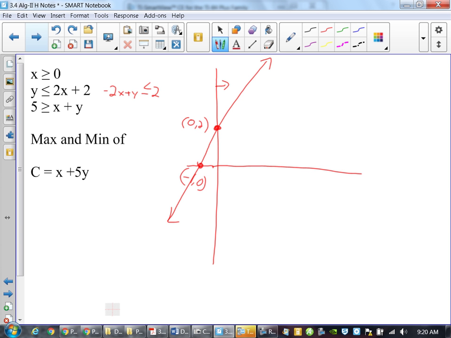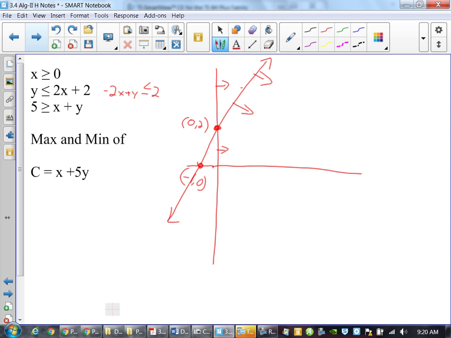Is 0 smaller than 2? Yes. So I know this is moving this way. So right now I'm bounding over here. And I do the same thing with the 5.